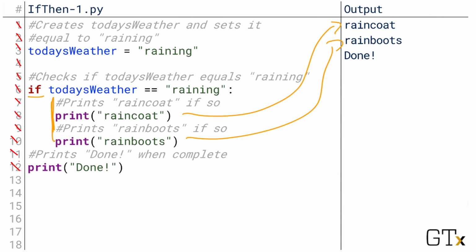The code after is not indented under that if statement, and so it runs regardless. And so the code ends by printing done. But what would happen if today's weather wasn't raining?